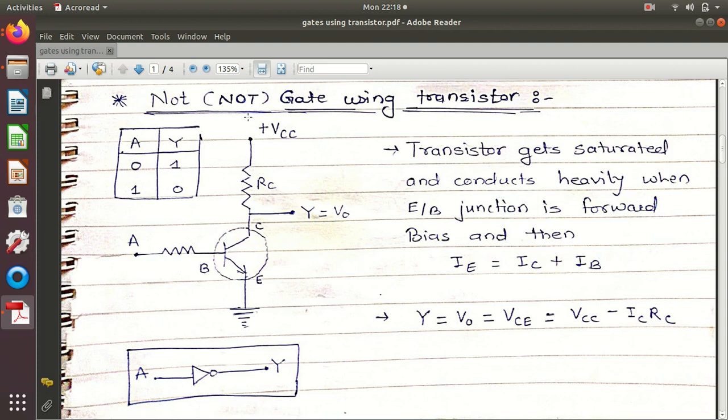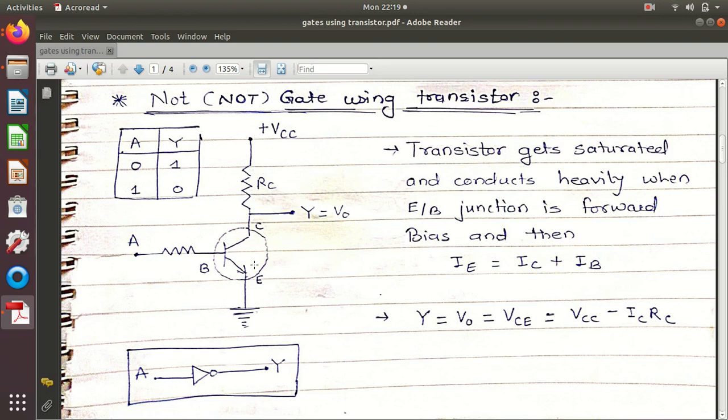Now let us see how we can construct a NOT gate by using a transistor. Say here we are using an NPN transistor. This is the emitter, this is the base to which we are connecting the input, and this is the collector wherein we have applied some voltage, that is called the plus VCC voltage. We are not connecting plus VCC directly to the collector terminal, but we are connecting VCC through some resistance, collector resistance RC. Right.